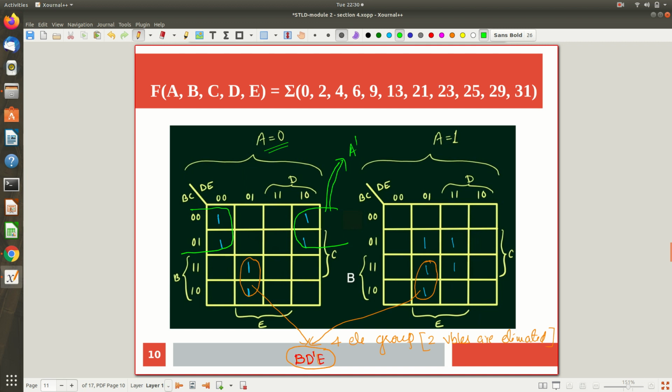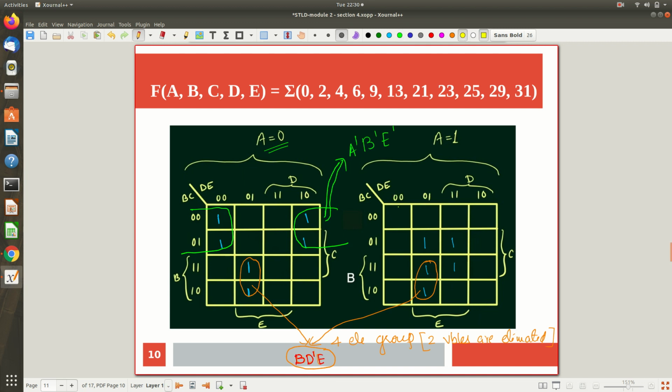So keep that in mind. C is eliminated, so what remains is B dash. Now when I am moving across from the first column to the last column, 0 to 1, D is eliminated, and E is again in the complemented form, something like E dash. So that is about it. Now what else?